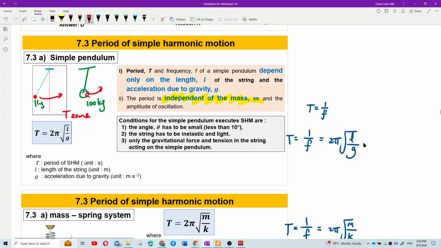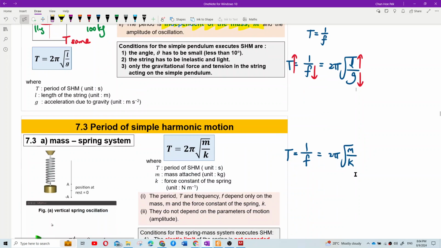So we can predict that a longer simple pendulum has a longer period and lower frequency. If you have lower gravity, then you have a longer period and smaller frequency. For example, on the moon, with lower gravity, you will have a longer period compared to the earth. The simple pendulum will oscillate slower, and the frequency is lower.